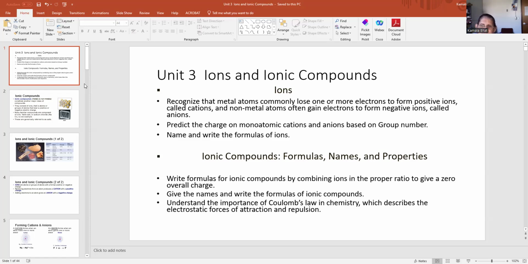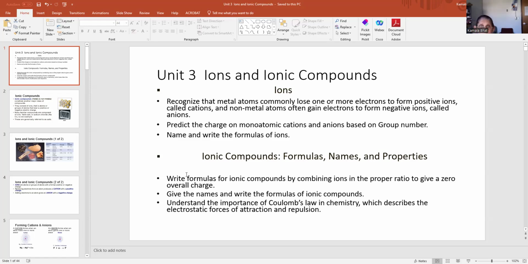Every compound tries to acquire or lose electrons in such a way that the total maximum number of electrons available on the outermost shell is 8. That's the whole purpose. And name and write the formula of ions. When writing the formula of ions, combine ions in the proper ratio to give a zero electrical charge, name and write the formulas of ionic compounds, and understand the importance of Coulomb's law in chemistry, which describes the electrostatic forces of attraction and repulsion that are present.